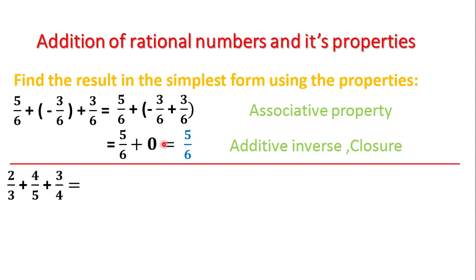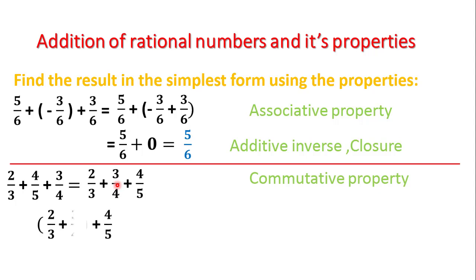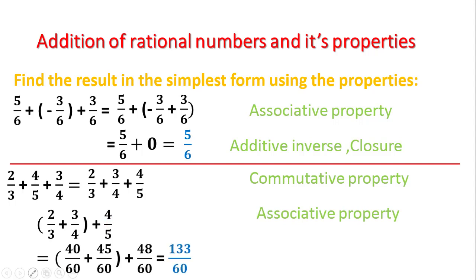Okay, the second one, 2 over 3 plus 4 over 5 plus 3 over 4. You can start by changing the place: 2 over 3, 3 over 4, then 4 over 5. So the property here is commutative. Then I'll choose to add the first and second, then the third. So I use associative property. Now I can unify the denominator, then add 3, 4, and 5. The lowest common multiple here is 60.